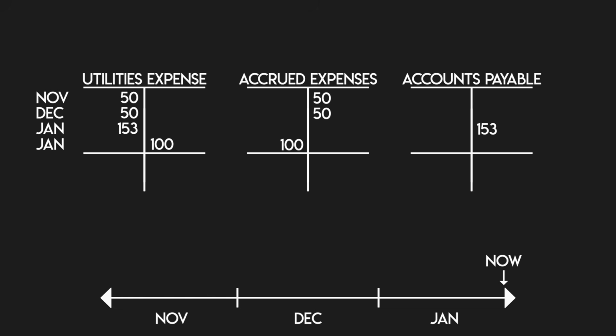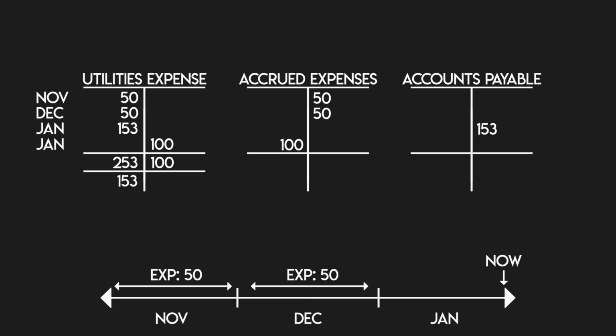When we close off the quarter, we have incurred utility expenses of $153 in our income statement, $50 which we accrued in November, another $50 in December, and then in January, we took up a further $53. There are no more accrued expenses in our balance sheet because we released our $100 accrual in January, and we now owe $153 to our water supplier, which we recognize as a liability in accounts payable. We've recorded all of our expenses in the correct periods as we incurred them, so our books are in line with the accrual basis of accounting.